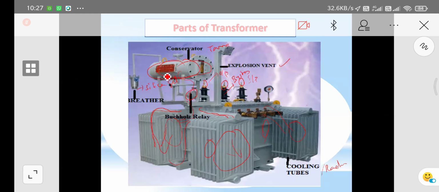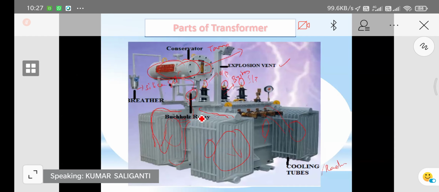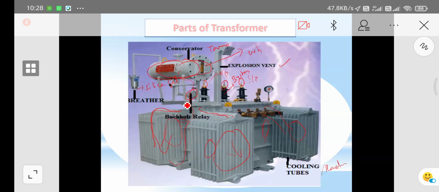That is fitted above the transformer here. The conservator tank is connected to the main tank inside the transformer, which is completely filled with transformer oil, through the pipeline here. You can see.